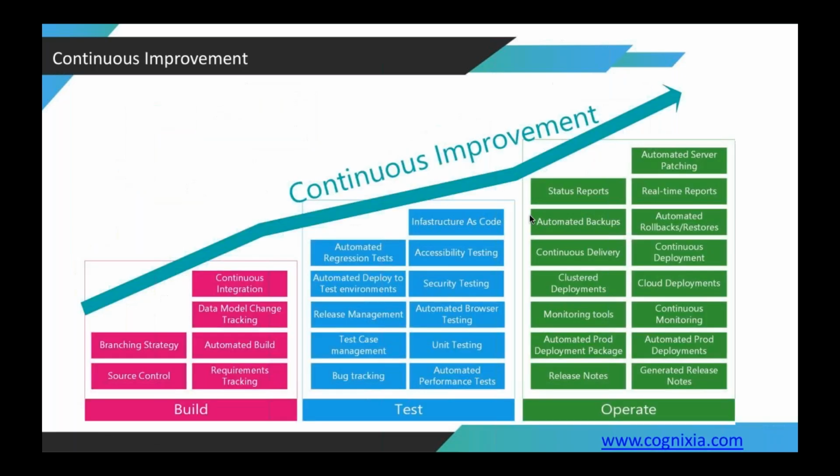All right. So when we talk about continuous delivery, there is continuous improvement. And whenever we talk about continuous improvement, there are three most important stages. This is your build, where you are actually going to perform the builds. Then there is a testing stage, and then there is a deployment or operate stage. Every stage has multiple things associated with it.